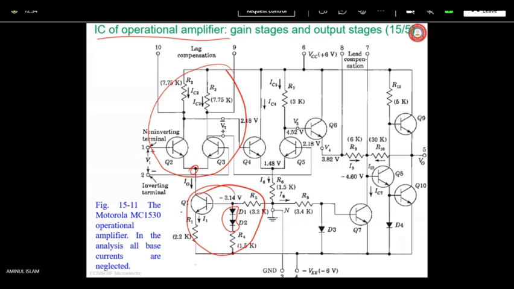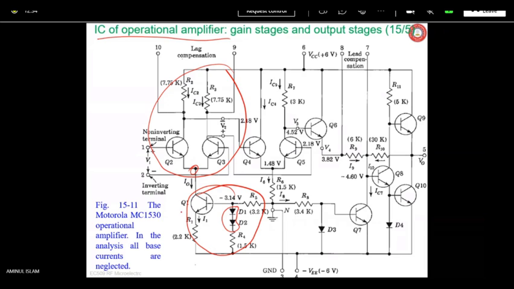Going further, the output stage, the last stage, provides the level translation and a symmetrical output swing with respect to ground. When the differential input voltage V1 is 0, the output voltage VO should be 0. Of course, due to the mismatch of VBE and hFE, there will be some non-zero output voltage. We call it output offset voltage. We have defined that thing earlier. Yes or no? Yes, sir.